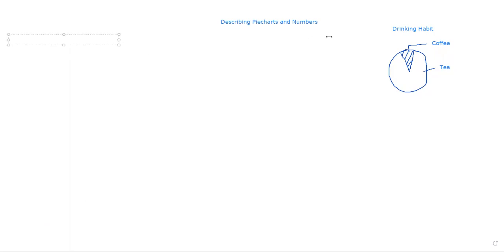We are not going to include the specific data, the number of cups of tea or the number of cups of coffee or the amount, maybe 10 ml of coffee or 50 ml of tea. We are not going to include these specific data. We are going to give the general overview. So let's take a look at how we can do that.